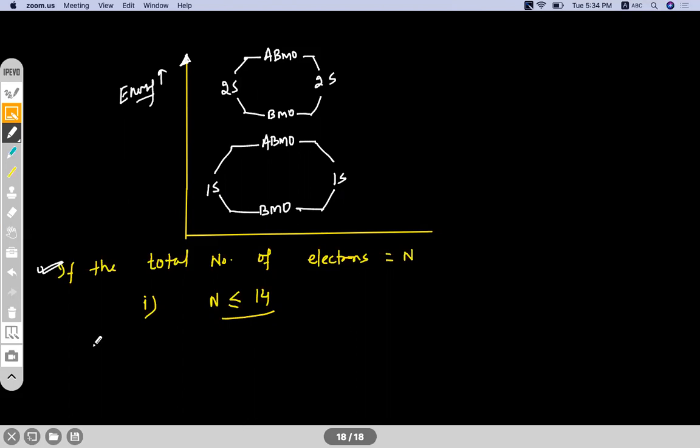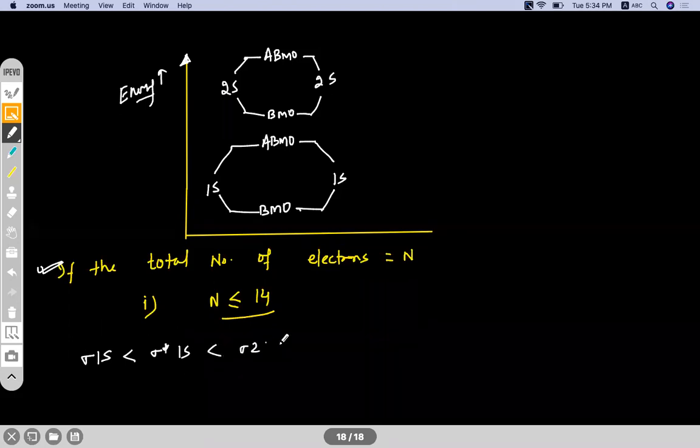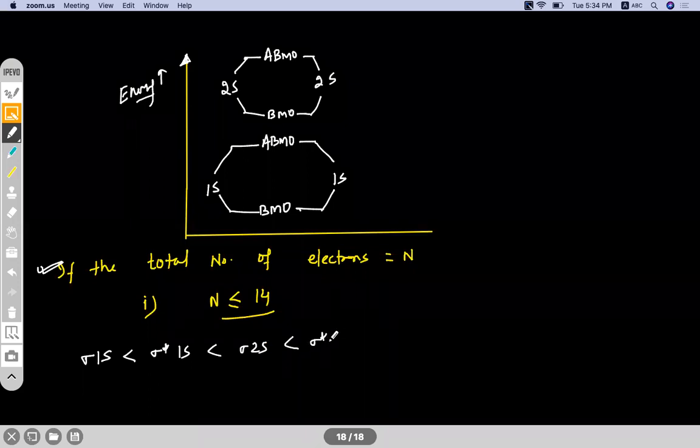So what is the energy order? Sigma 1s is minimum, then we have sigma star 1s, then sigma 2s, sigma star 2s.